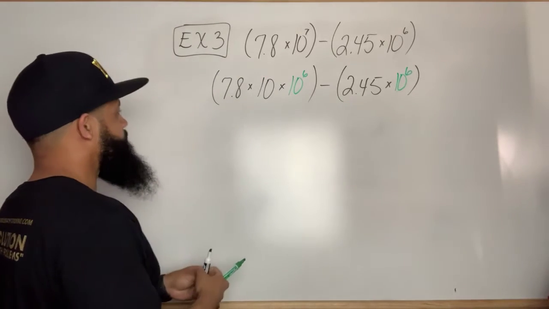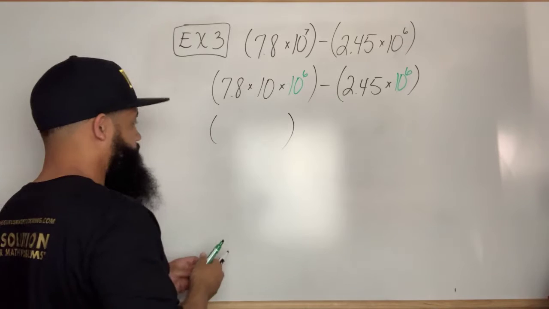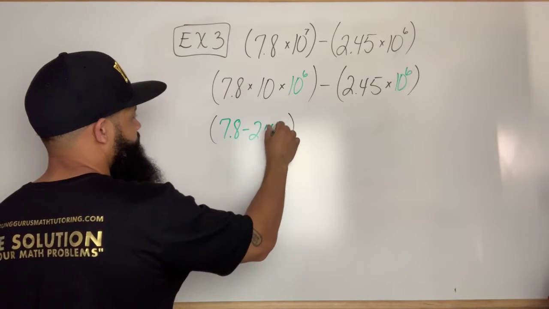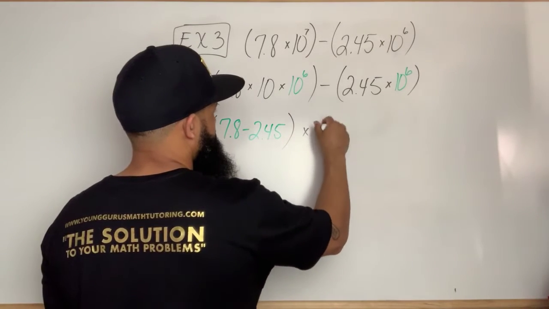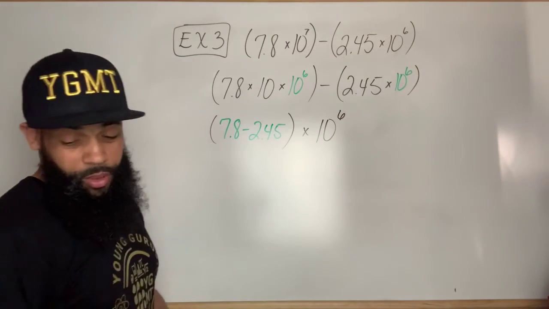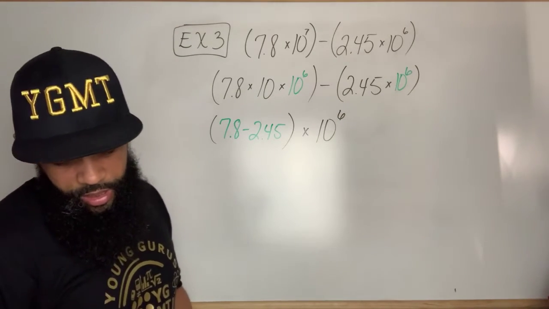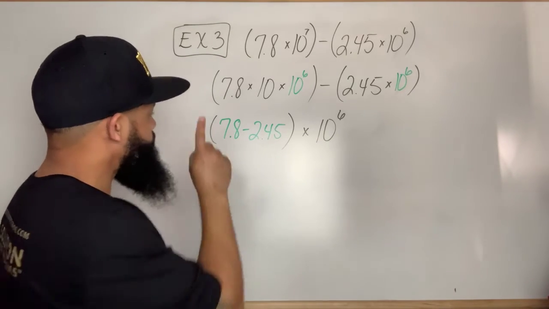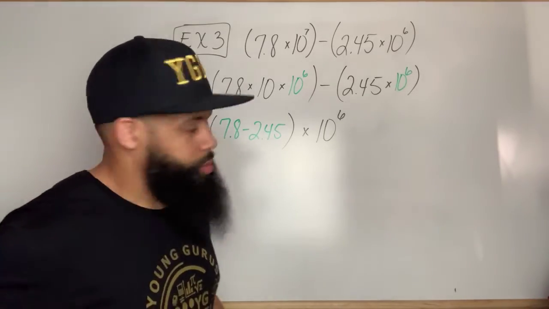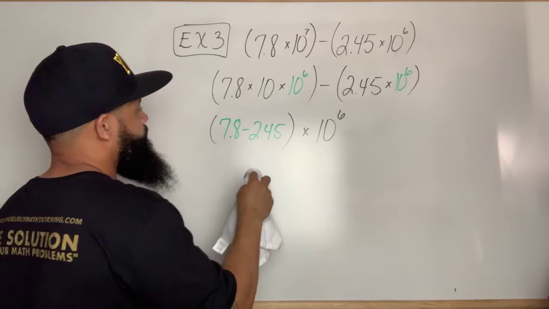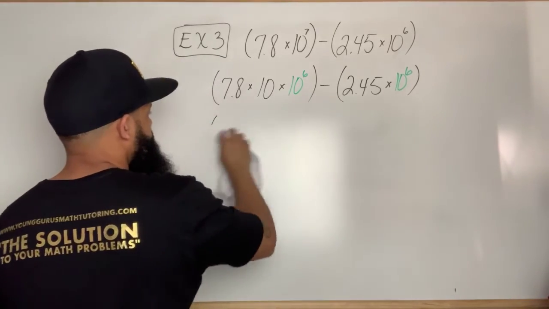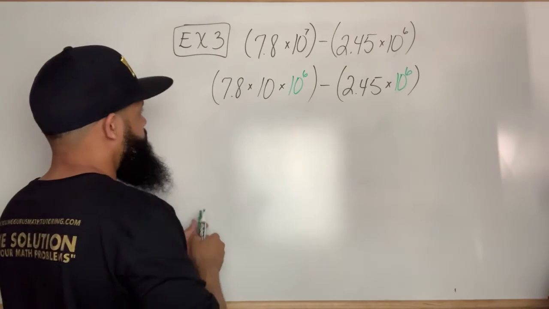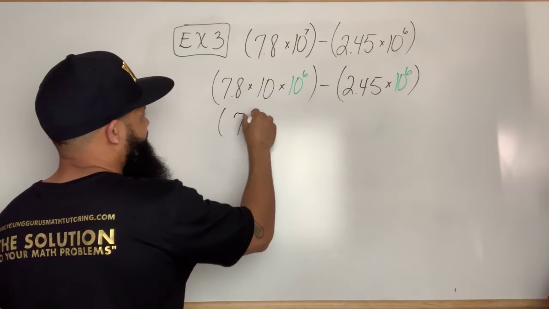Now all I'm going to do is put them in parentheses. I have 7.8 minus 2.45, and then times 10 to the 6th power. 7.8 minus 2.45 is actually, no, that's a mistake. You have to be careful with this stuff. What I did wrong, I'm sorry, you all, is I have to multiply this by 10 first. So this is actually 78.